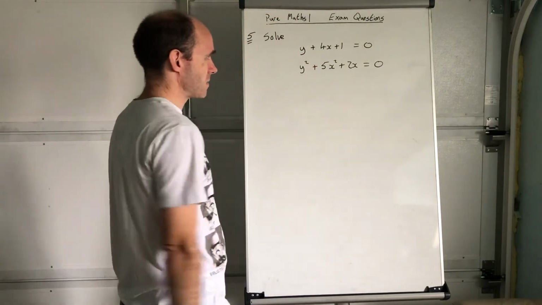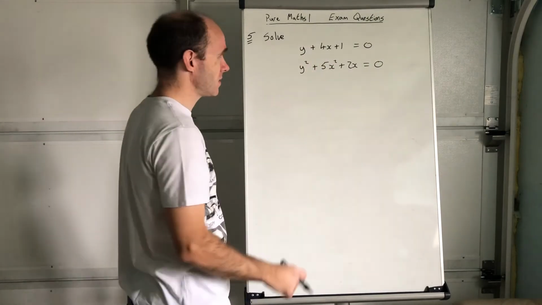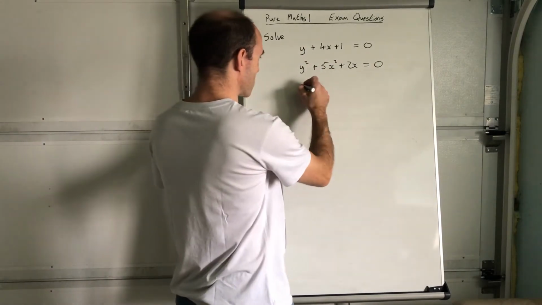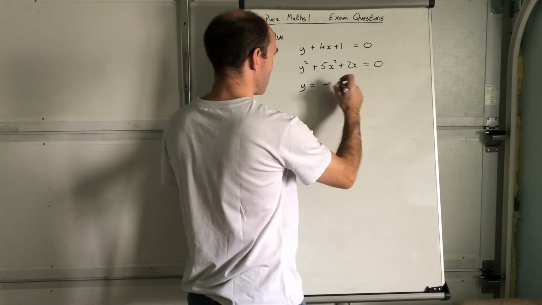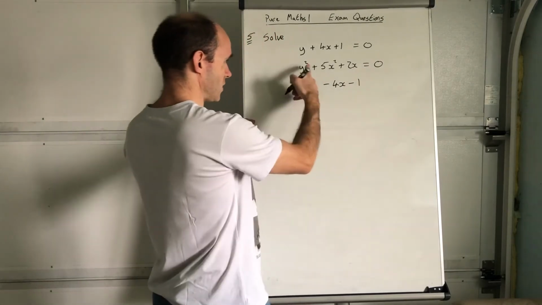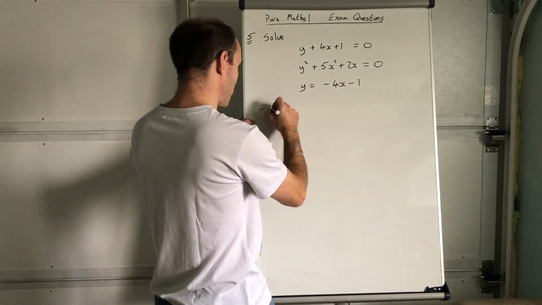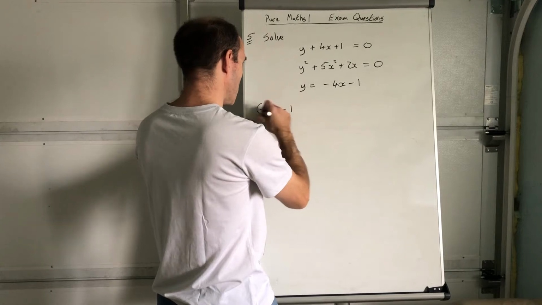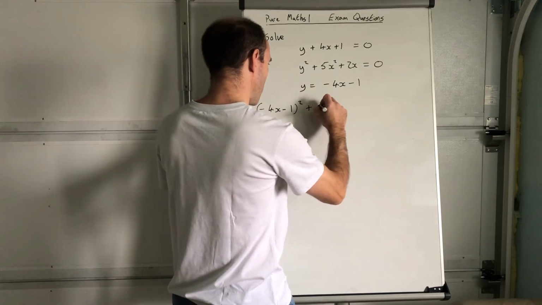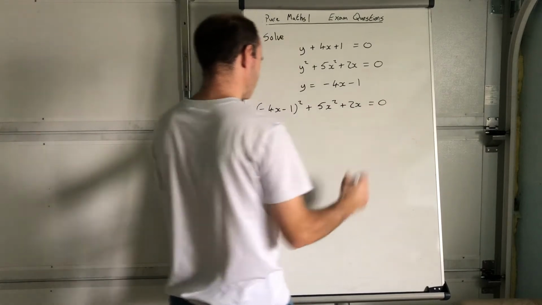How do we solve these simultaneous equations? Well, the way to go is to rearrange the top one, isn't it? So you rearrange the top one, make it so y is equal to -4x subtract 1. And then just substitute it into there. So substitute in, you'll get (-4x subtract 1) squared plus 5x squared plus 2x equals 0.